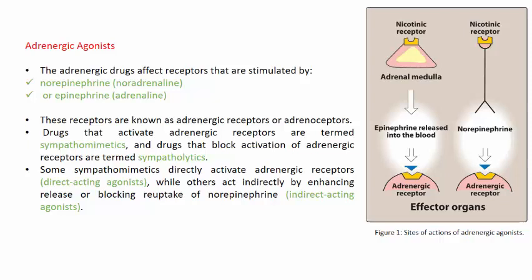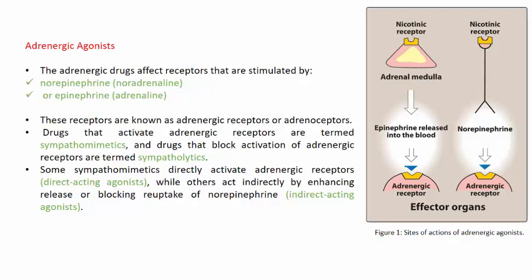So the adrenergic system includes the drugs which affect the adrenergic system. These drugs affect the receptors that are stimulated by norepinephrine or epinephrine, and these receptors are known as adrenergic receptors or adrenoceptors. The drugs that activate the adrenergic receptors are termed sympathomimetic. هذه اللي تعمل activation للadrenergic receptors. However, the drugs that block the activation of adrenergic receptors are termed sympatholytics.